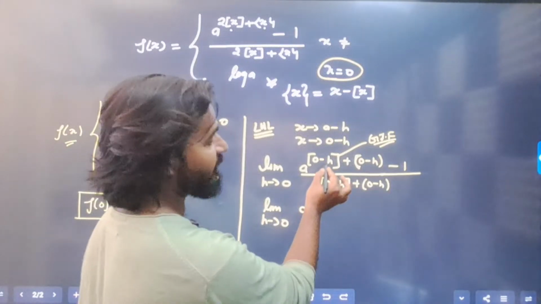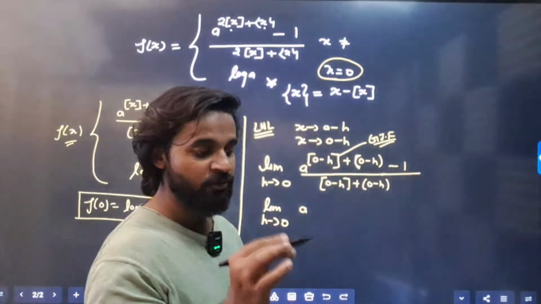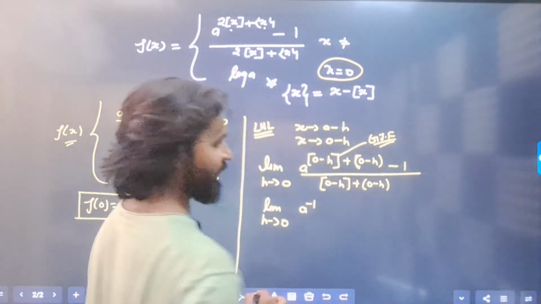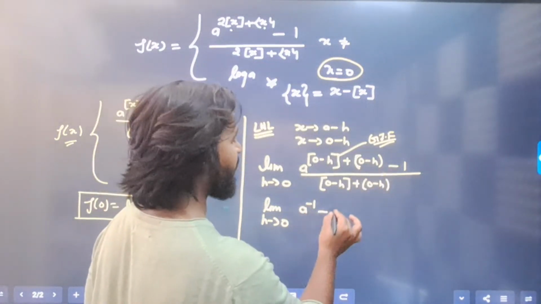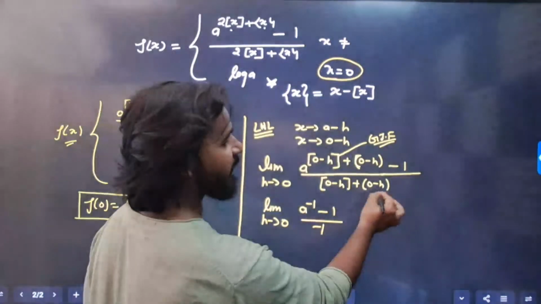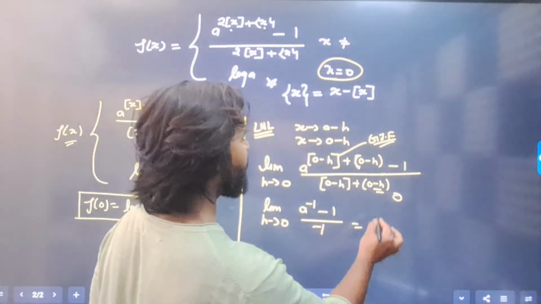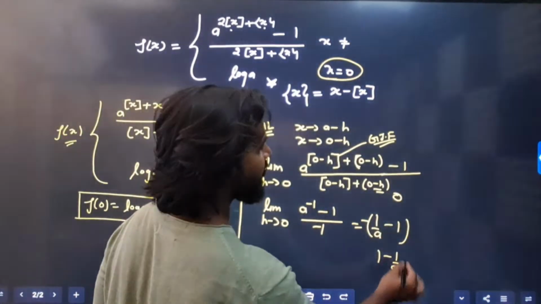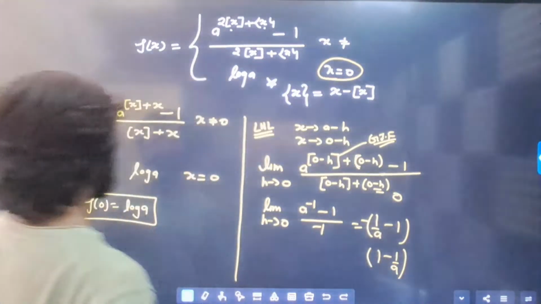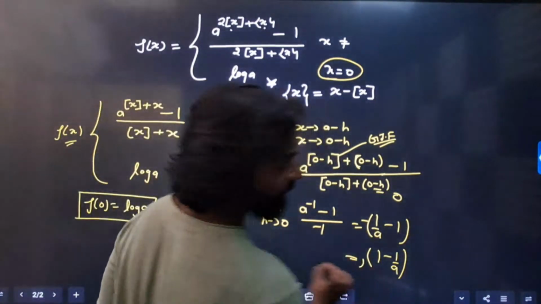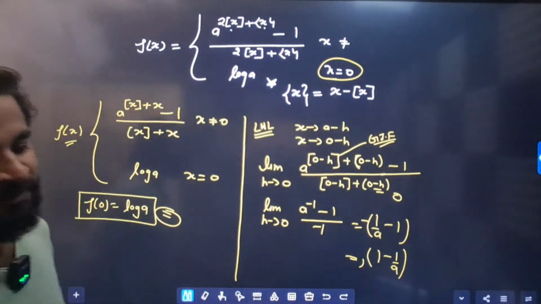So if h is negative, h belongs to minus 1 to 0. So the minimum value is a to the power minus 1, there is 0 minus 1, and divided by 0 minus h, which is also 0. So the answer will be 1 minus 1 by a. Now you can see very clearly f of 0 value is log a and LHL is 1 minus 1 by a.